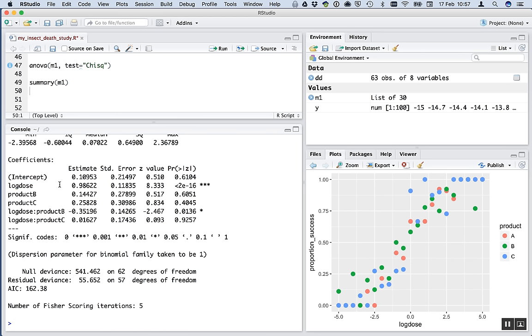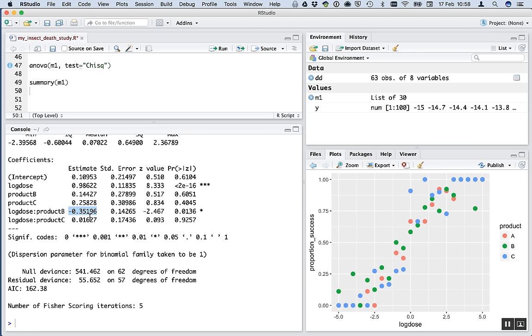And this is the slope here for product A. Here is the difference. This is the difference between the intercept for product B and product A. This is the difference in the intercept for product C and product A. So the only thing that's significant there is the log dose effect for product A. And then this here is the difference between the slope of product A and product B. And that difference is negative. So product B has a lower slope than product A. And that is just significant, moderately significant.